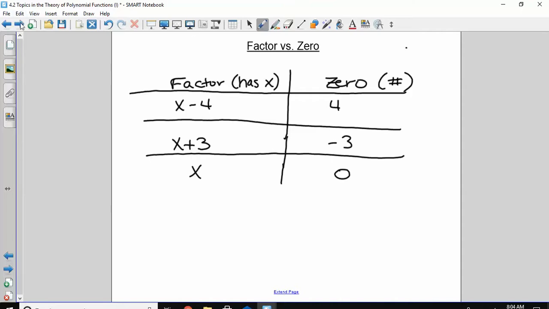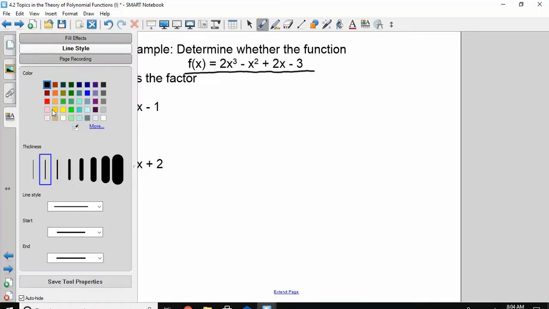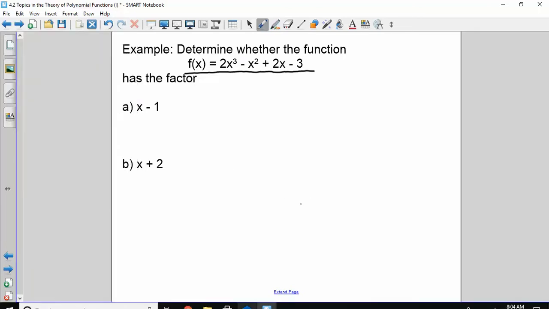So let's look at this example. My function is 2x cubed minus x squared plus 2x minus 3. Part A, I want to know if x minus 1 is a factor. Okay, there are two ways of doing these problems. Can you give me one option?